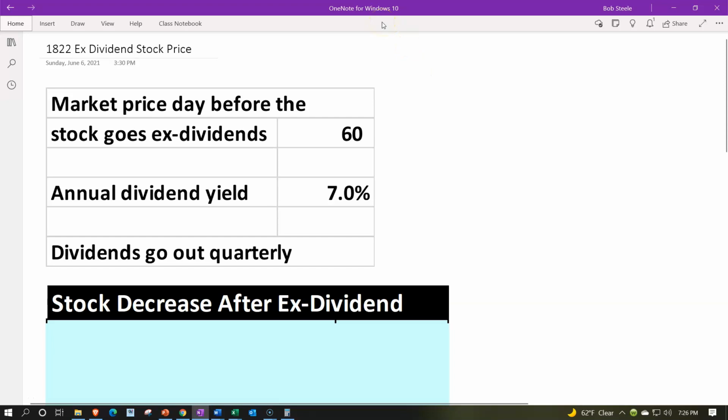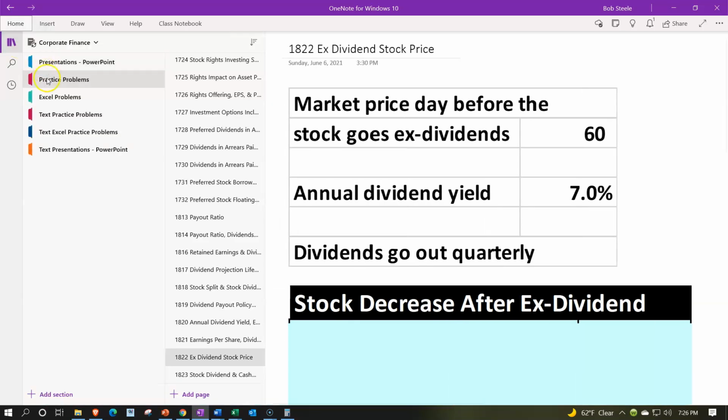Here we are in OneNote. If you have access to OneNote and would like to follow along, you're not required to, but if you would like to, we're in the icon on the left-hand side, Practice Problems tab, down in the 1822 ex-dividend stock price tab.